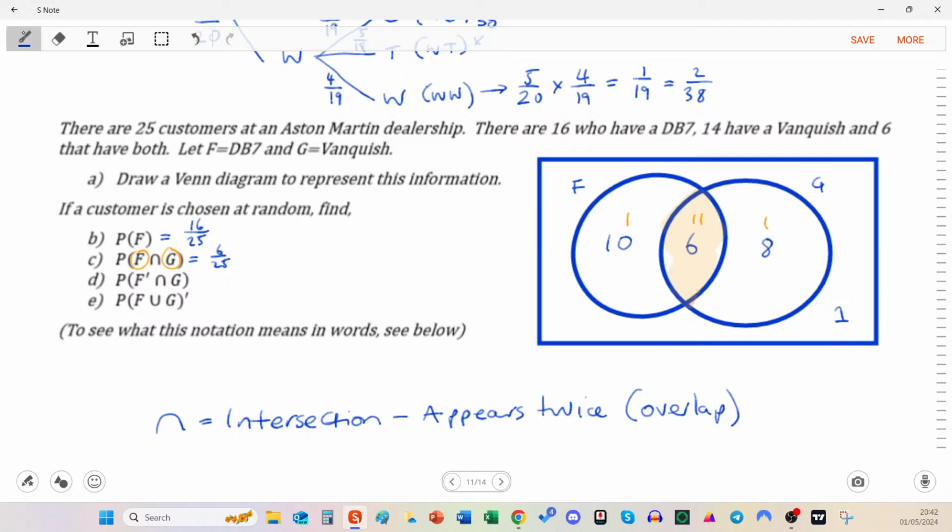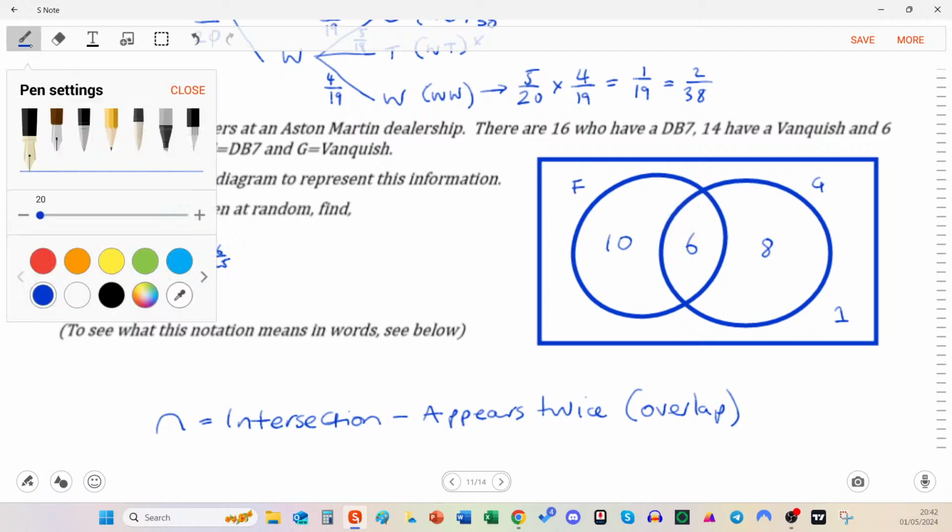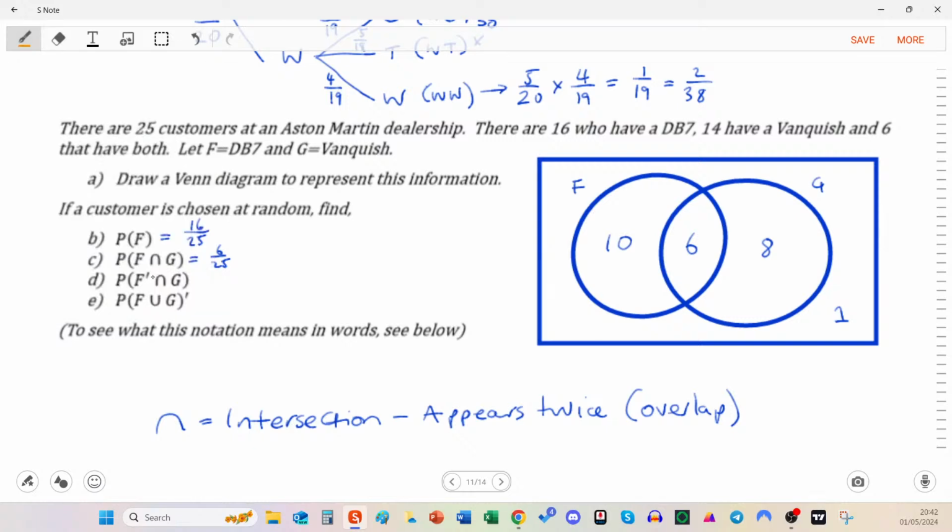Okay, this same tally method is going to be really useful when it gets complicated, like with these next 2. So we're going to take not F. So if the 10 and the 6 are F, not F is outside of that circle. So it's here and here. Don't forget the outside bit with a 1 in it. And then G, again, we've done G, it's here and here.